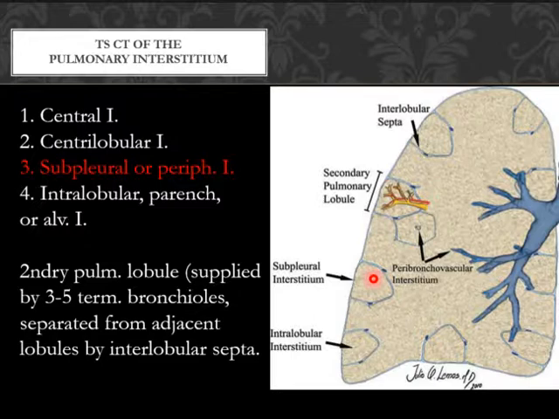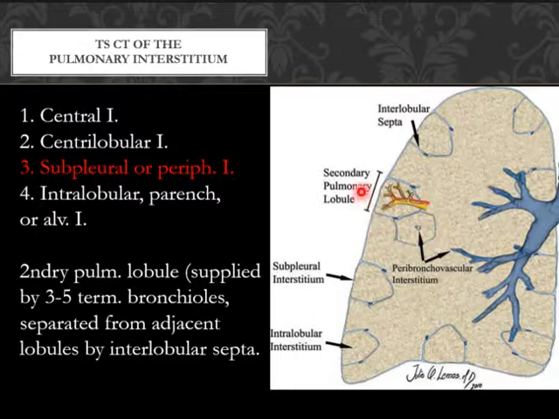In the case of lung disease, we have three types of interstitium: central, or peribronchovascular; subpleural or peripheral interstitium; and finally intralobular interstitium. Central interstitium begins at the hilum and extends peripherally. It surrounds the peribronchovascular structures, and when it extends peripherally, it surrounds the centrilobular structures. They are located in the center of the lobulus.